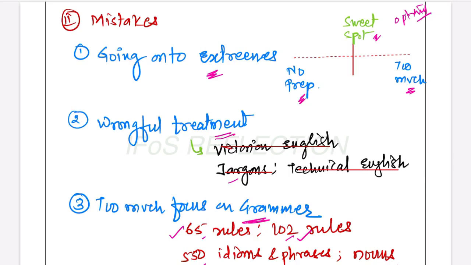The one mistake that most of the candidates who are scoring less make is that they are actually neglecting the essay, the comprehension and the précis. I think that's what actually costs most of the candidates. So too much focus on grammar is one of the biggest mistakes that a candidate can make.